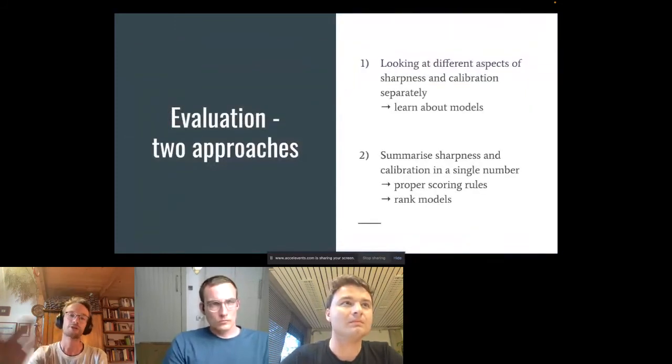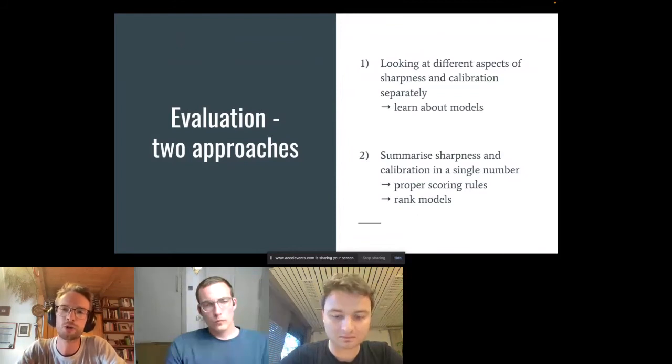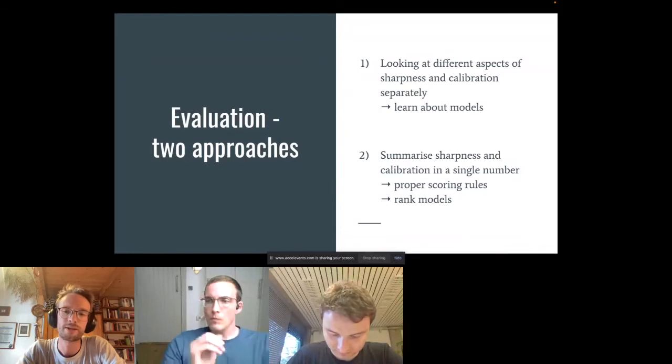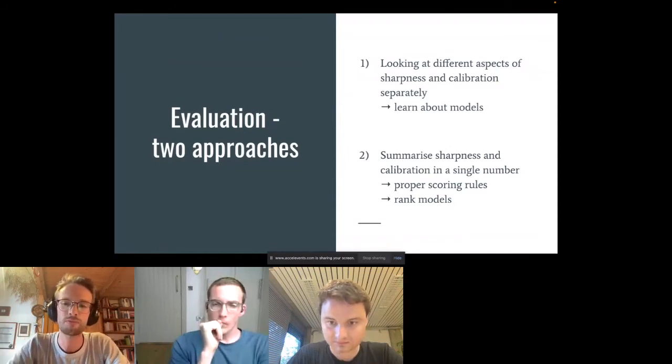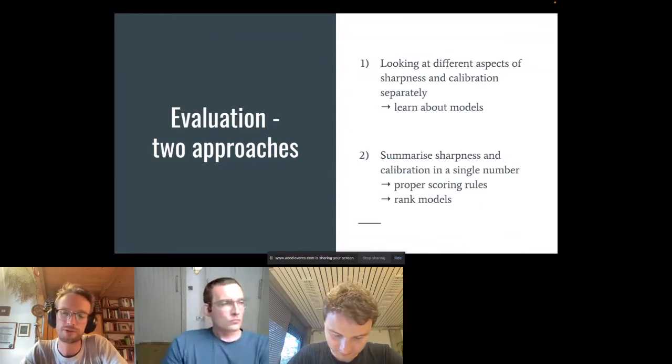Okay, so now there's, broadly speaking, two different things that you can do. The first one is you try and look at different aspects of sharpness and calibration separately in order to learn more about the specific features of your models to improve them. Or you can do something like summarizing sharpness and calibration in a single number. And these are the so-called proper scoring rules. And this is especially helpful to rank models and make a comparison between models.